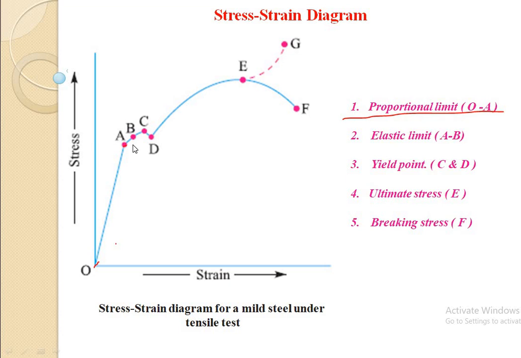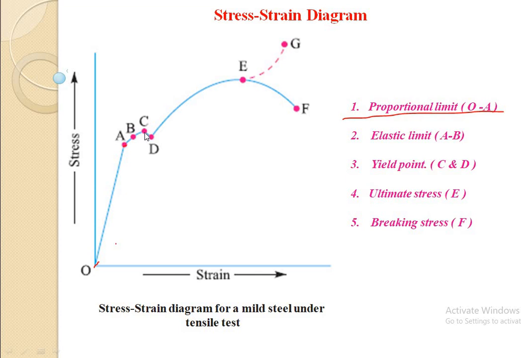Now from point B onwards, the curve slightly deviates. Up to point A, it is a straight line. It deviates from A to B. Again, it deviates from B to C. There is an increment in stress, but there is no large increment in strain, only a small increment in strain.